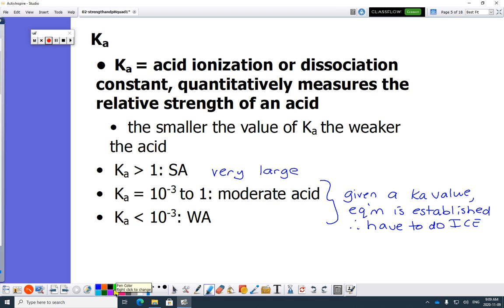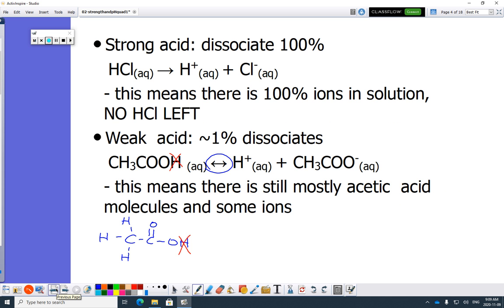Okay, so this relates to what we did with, is K greater than 1, equal to 1, less than 1? And you can think of it mathematically. As long as you remember it's products over reactants, then when the K value is less than 1, that means the reactant concentration is really big. What is the reactant concentration?